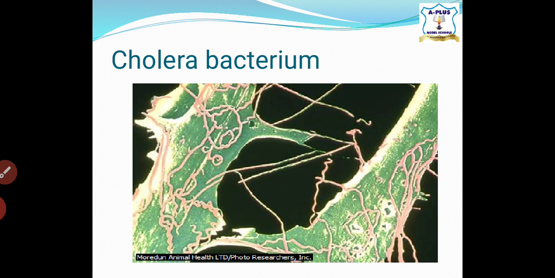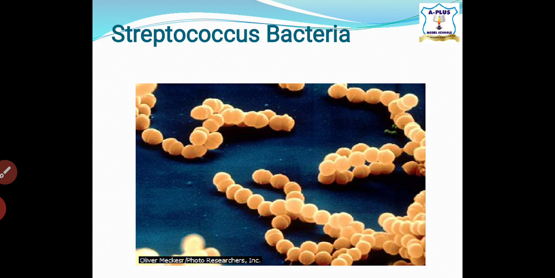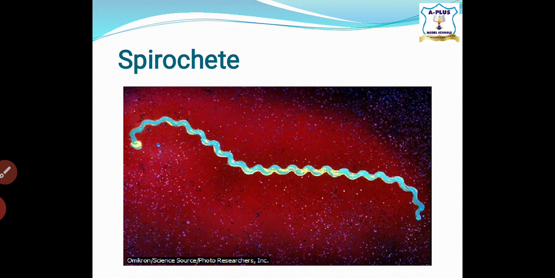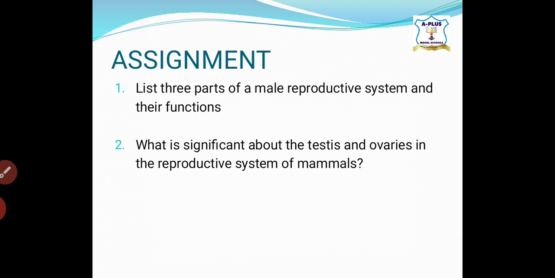This is a cholera bacterium. When they tell you in the hospital that someone has bacteria, this is the type of bacteria that has attacked that kind of person. This is cholera bacterium. This is streptococcus bacteria. You can see how it is. This is a spirochete. You can see it like a worm or like a snake.